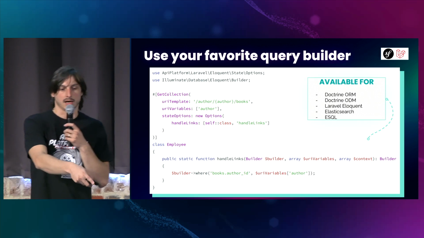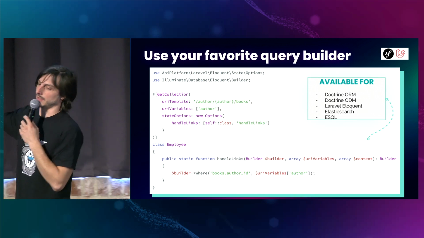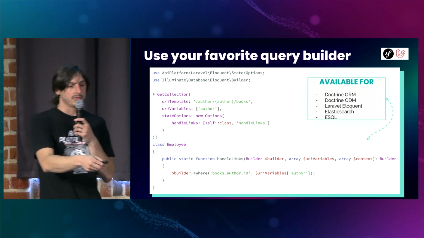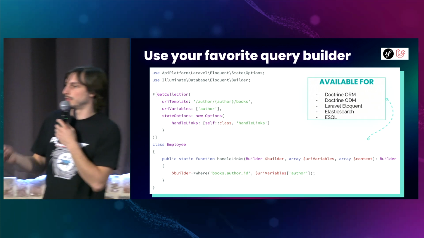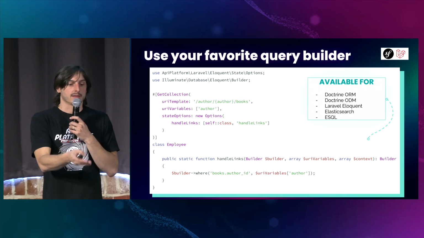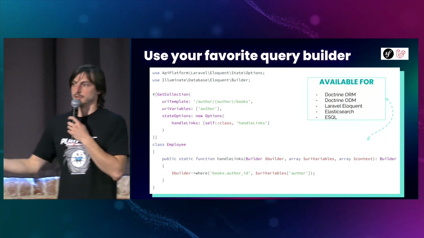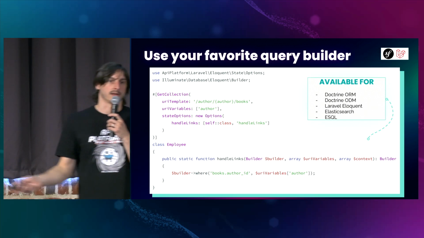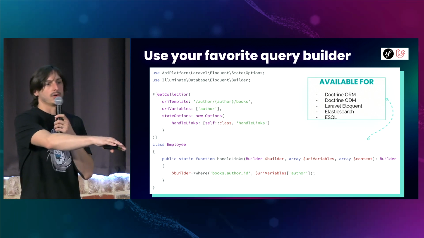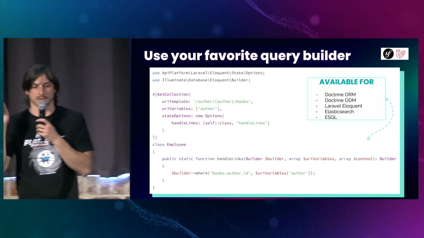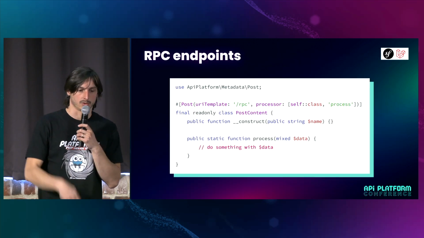We just provide this handle links. So it can be a service. It's links handler. And this service will just give you a builder or the Doctrine query builder. And you can say where books auto ID my URL variable. So this way you can just say, okay, API platform doesn't work like I want, just go there, take the data using my where query, and I don't want to hear about your errors or struggling or whatever.